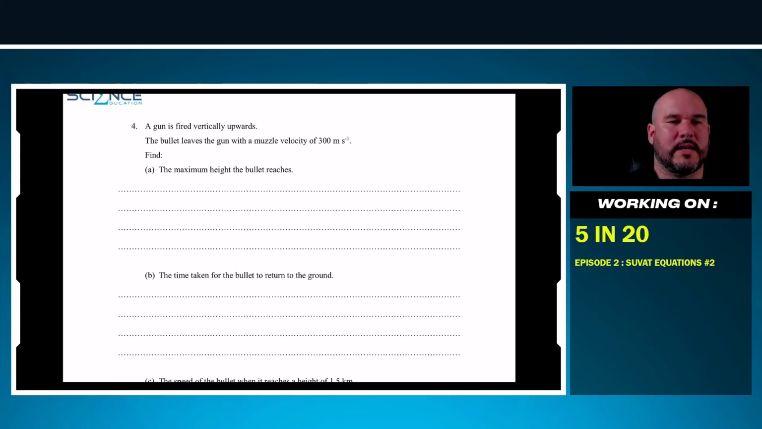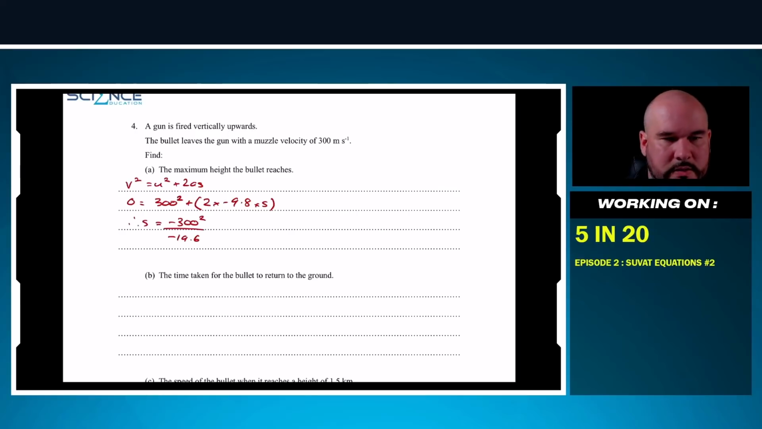Question 4: a gun is fired vertically upwards. The bullet leaves the gun with a muzzle velocity of 300 meters per second. Find the maximum height. So we're finding S for when the final speed is equal to 0. Maximum height is the turning point. We have our V of 0, our U of 300, and our acceleration of minus 9.8. We can then solve for S.